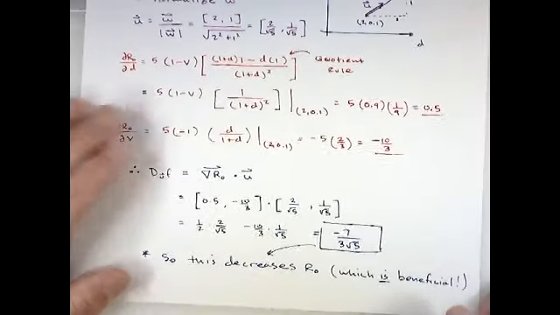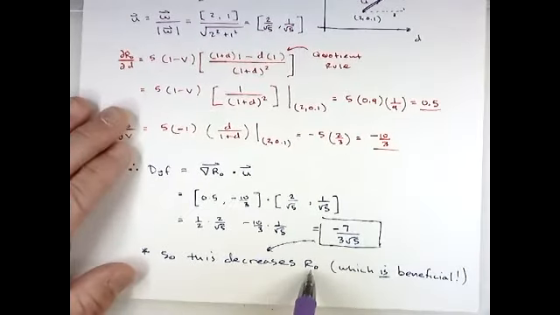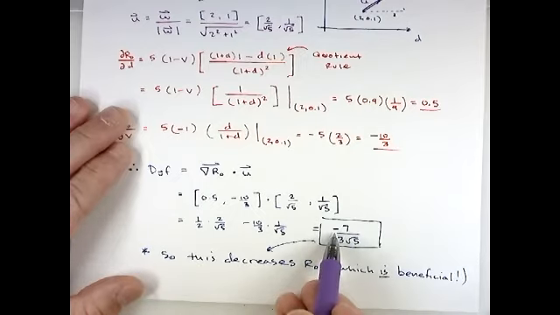Now remember, in this case, the object is to decrease R naught, right? We want that to be a low number. So the fact that we got a negative result, that's a good thing, right? This would be a beneficial move.